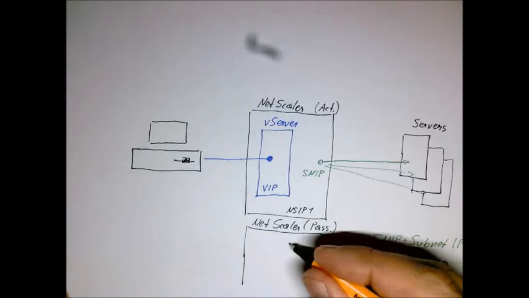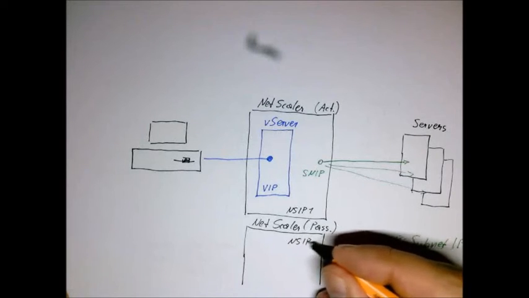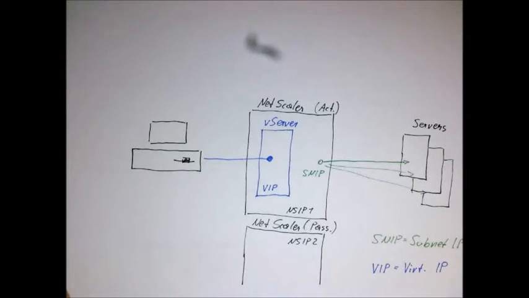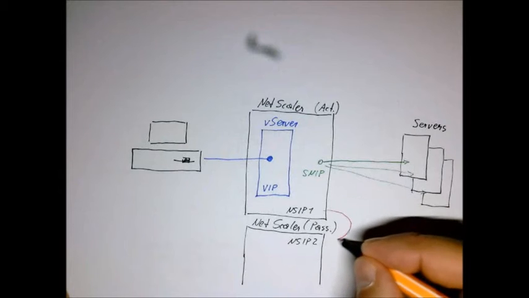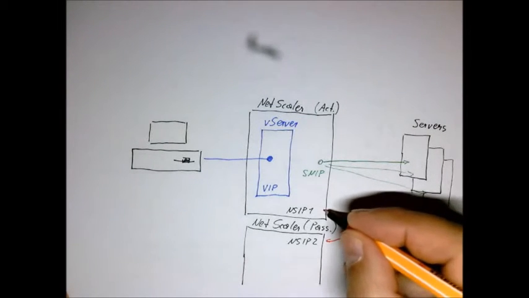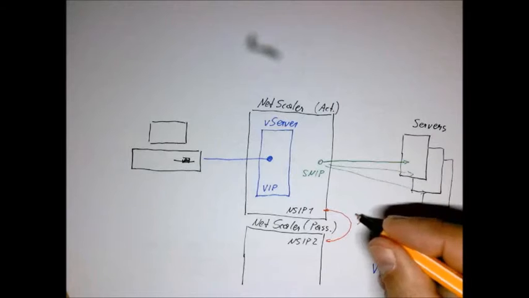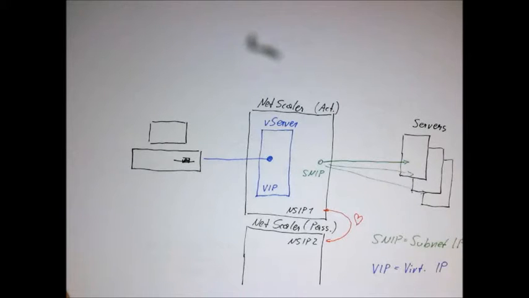We have two NetScalers in our picture, an active and a passive one. The active one is NetScaler IP1, the passive one is NetScaler IP2, so they have different IP addresses. And heartbeat is flowing from NetScaler IP1 to NetScaler IP2. So these are the NetScaler IPs.